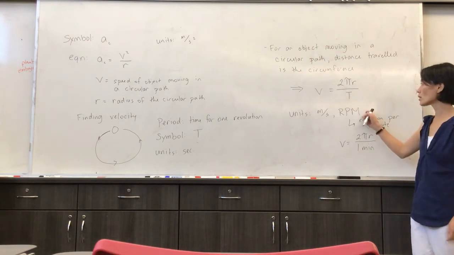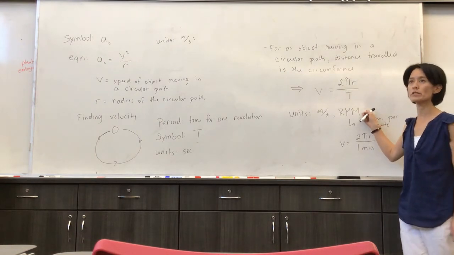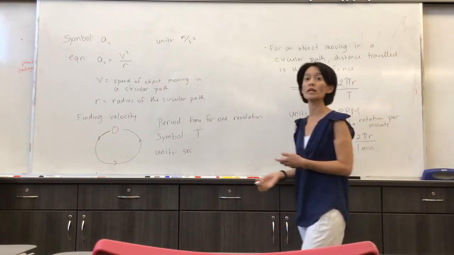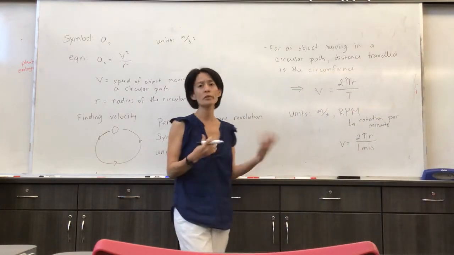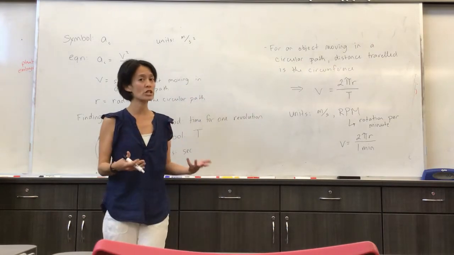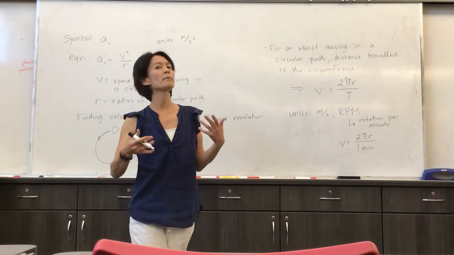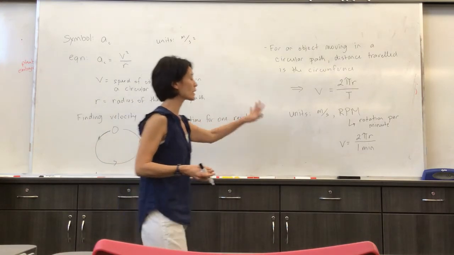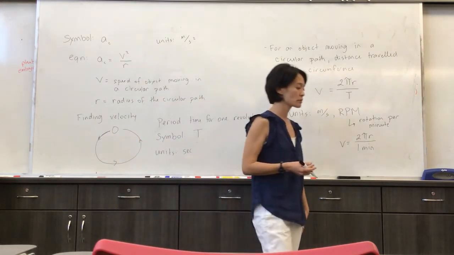Okay? So I think there are a few problems in your text where you're given the value of speed in RPMs, and you'll need to go ahead and figure out, well, what is the circumference, what is that value of that rotation in meters, and then divide by per minute to get it into meters per second. Okay? So that's another way to find the velocity of an object moving in a circle.